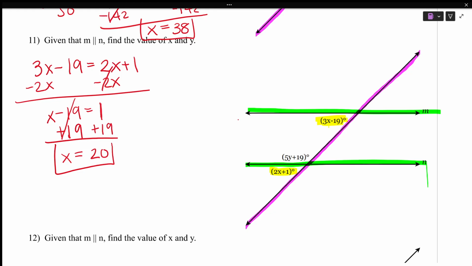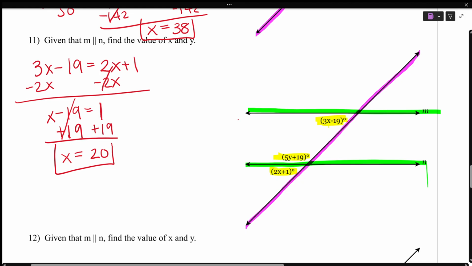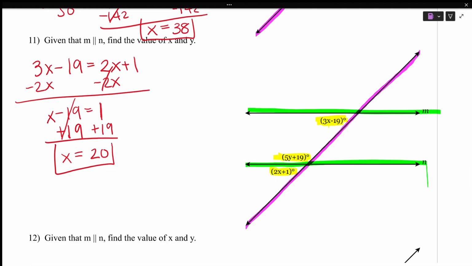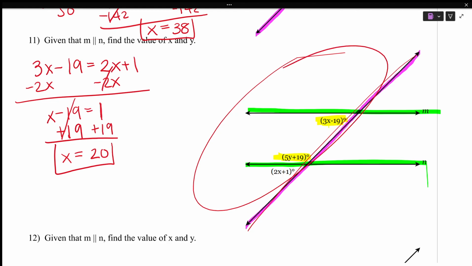Now, let's use that information to solve for y. So from here on out, just pick whichever one you want to work with. I guess either one works. Let's just say I want to work with 3x and 5y. So these two angles right here, what kind of angles are they? They're both on the same side of this transversal. They're both on the left side, right?